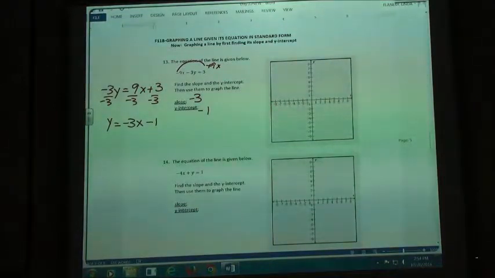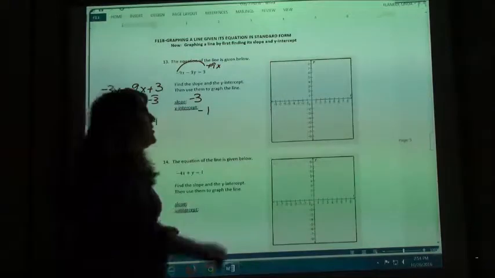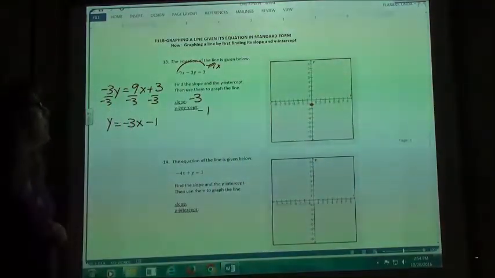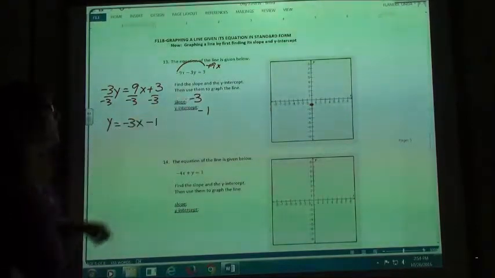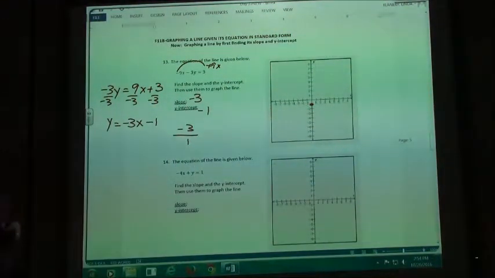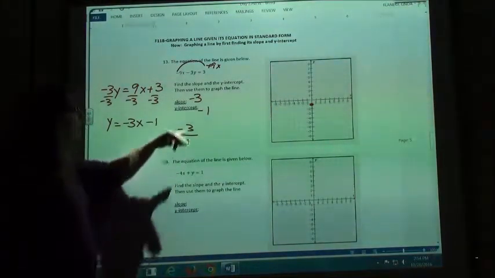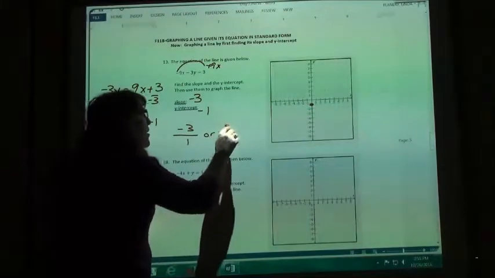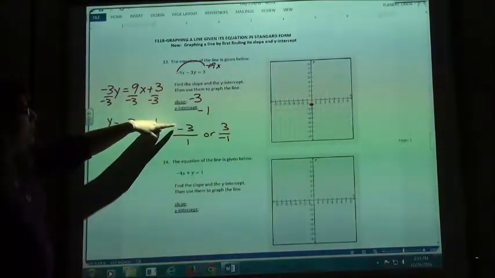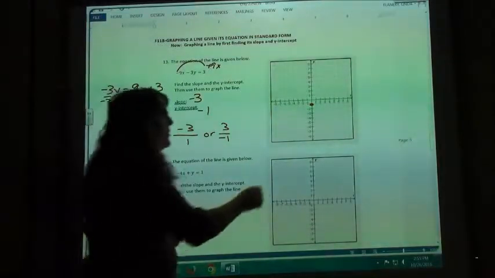Once I found my slope and my y-intercept, I can go ahead and graph. My y-intercept is at negative 1, so I'm going to go ahead and plot negative 1 on my y-axis. My slope is negative 3. I usually just leave the top negative and put the bottom as a positive 1. I could do it as 3 over negative 1 if I wanted to. So I'm going to go down 3 and to the right 1.